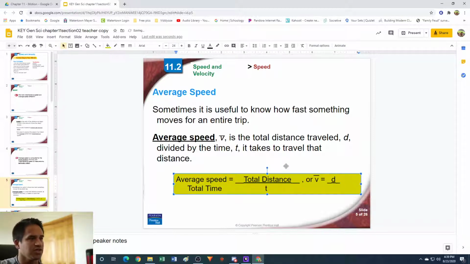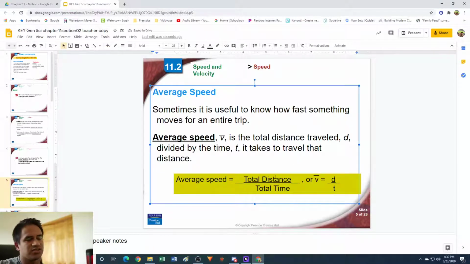Total distance is usually going to be in meters, or it could be in miles if we're not using the metric system, or kilometers. Total time is usually going to be in seconds, though I guess we could do it in minutes or hours. But either way, total distance divided by total time.